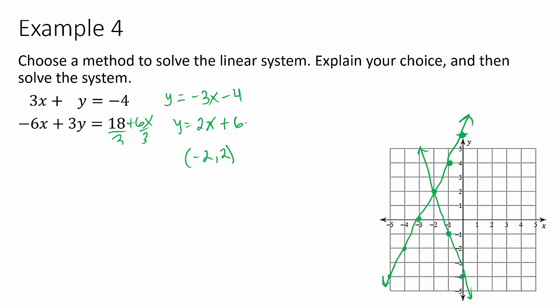So if you picked a different method and didn't get (-2, 2), there's got to be a mistake somewhere in there. We should get the same answer using different methods. So see if you can find your mistake. But that is all for this video on how to decide which method to use.